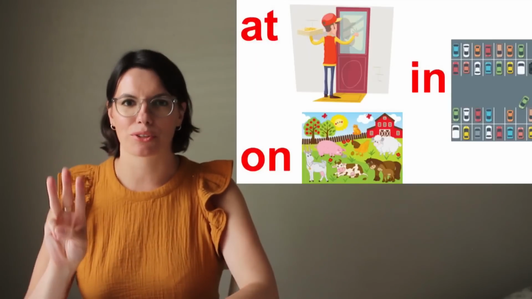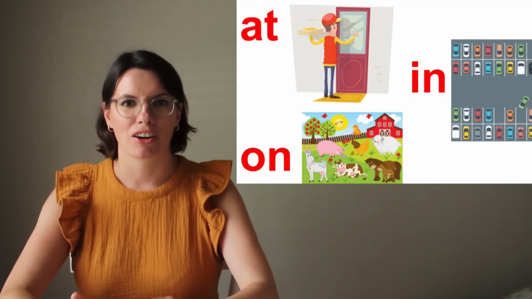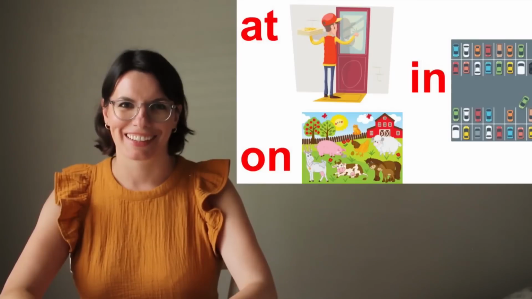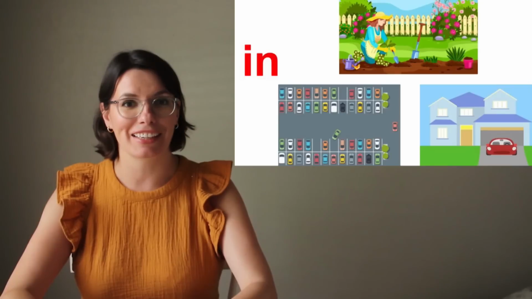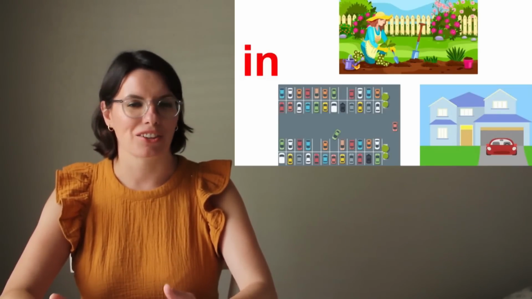Great job. So remember, there are 3 prepositions when you talk about location. At, on, in. At is the most common preposition. At home, at work, at school, at the bank. In the garden, in the parking lot, in the driveway. And we have another preposition: on the farm, on the ranch, on the balcony, on the porch, on the patio.